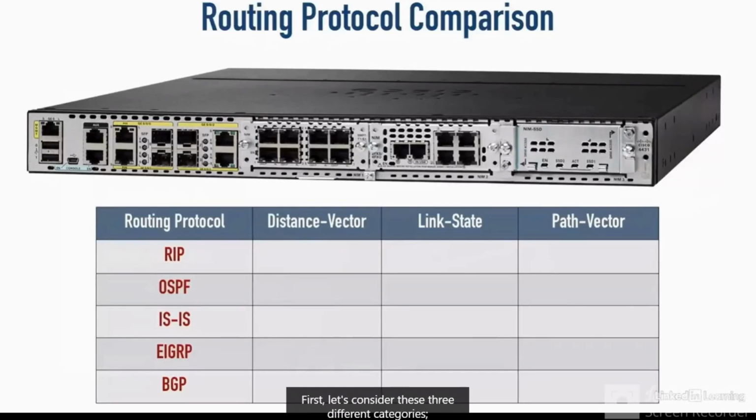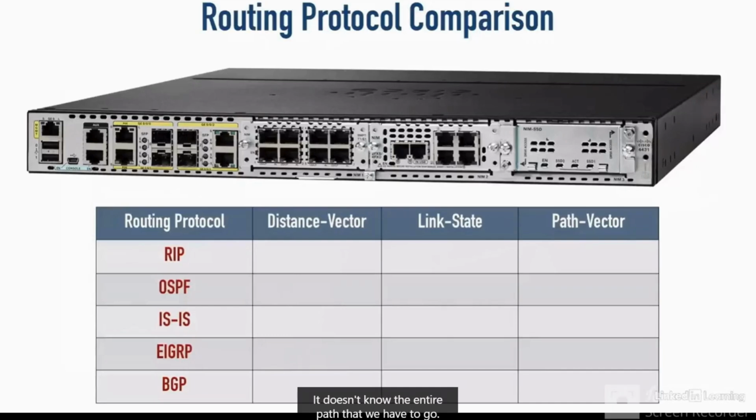First, let's consider these three different categories: distance vector, link state, and path vector. Distance vector tells us in which direction do we go to get to a destination network and how far is it. If you think about your high school physics class, or maybe in college, and you learned about a vector, remember a vector gives us two pieces of information. It gives us magnitude and direction. In other words, go this way and here's how far it is. That's what a distance vector routing protocol does.